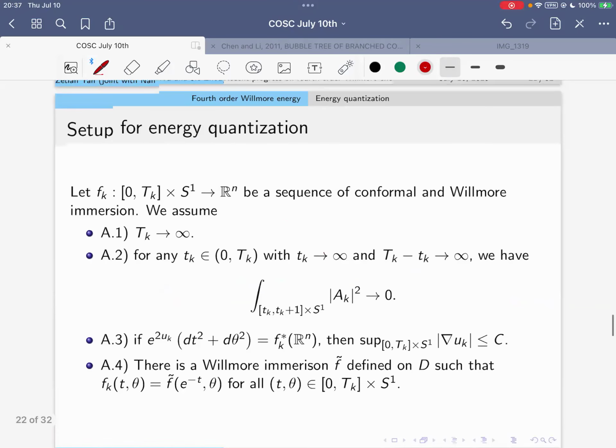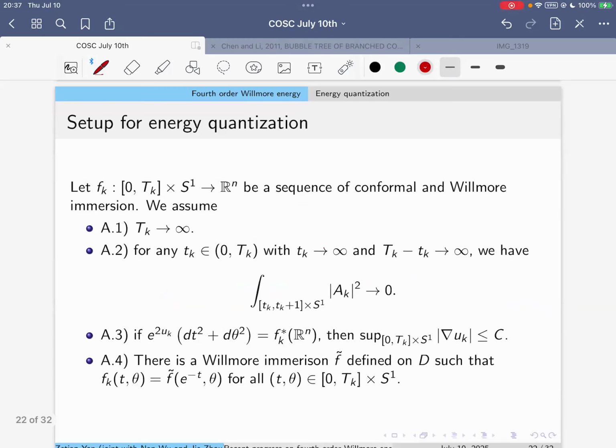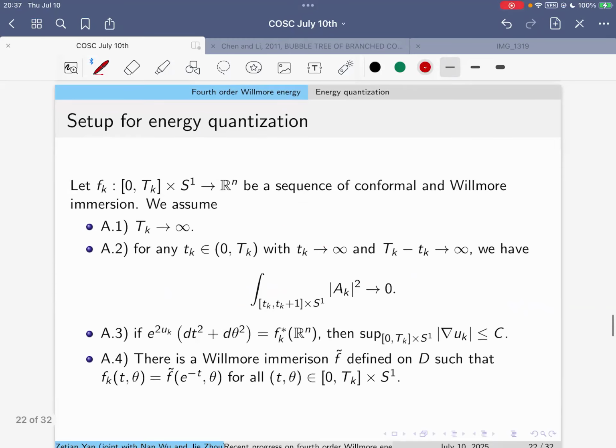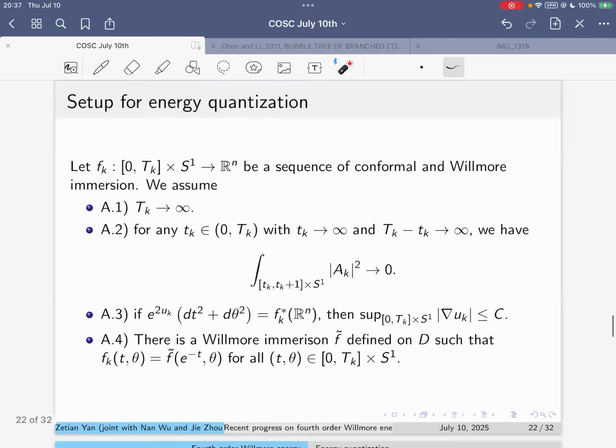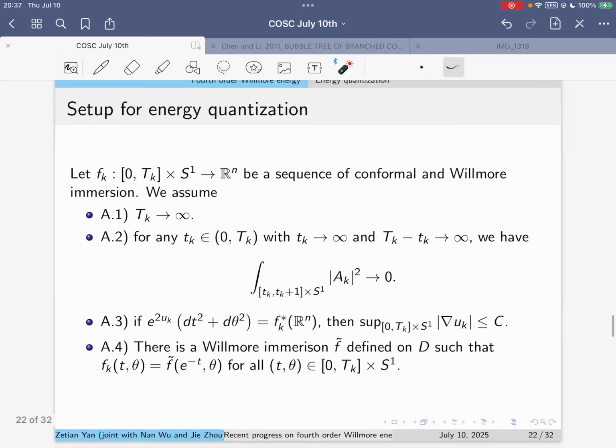Okay, so next, I will briefly introduce the energy quantization, a work we are working on. So first of all, let's briefly review the energy quantization in dimension 2. Here it's based on Yuxiang Li and Haoyin's work.